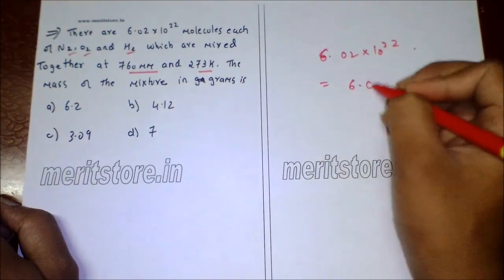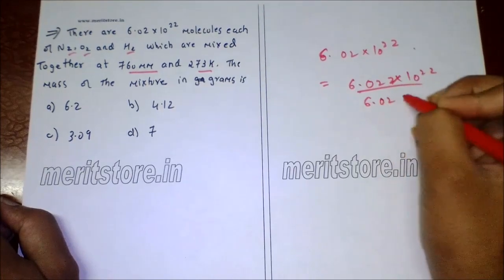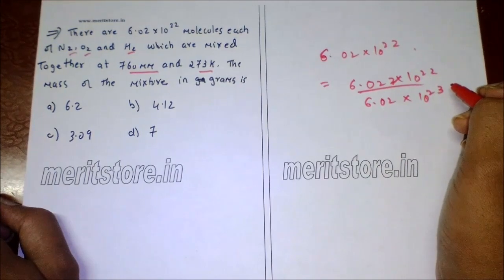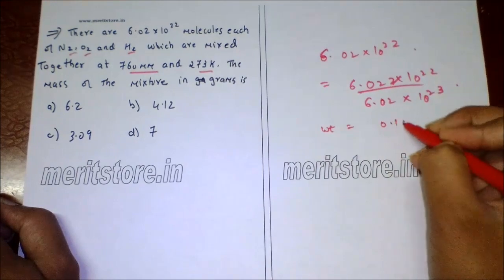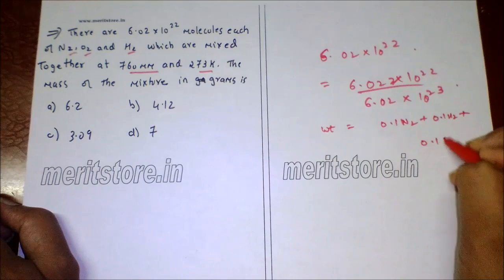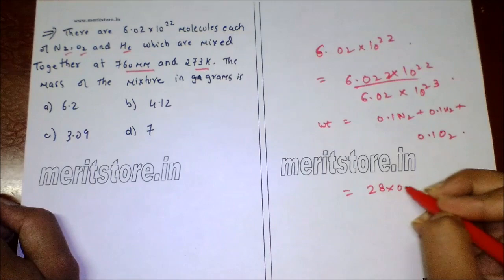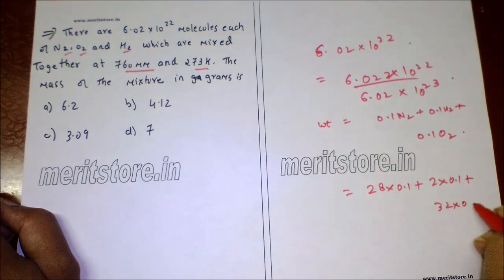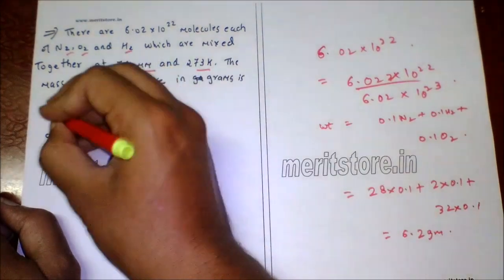So moles of each will be 6.02 × 10^20 divided by 6.02 × 10^23, which is 10^-3 mole of each. So weight of mixture is equal to weight of 0.1 mole of nitrogen, 0.1 mole of hydrogen plus 0.1 mole of oxygen. Which comes out to be 28 × 0.1 plus 2 × 0.1 plus 32 into 0.1, which comes out to be 6.2 gram. So option A is the correct answer.